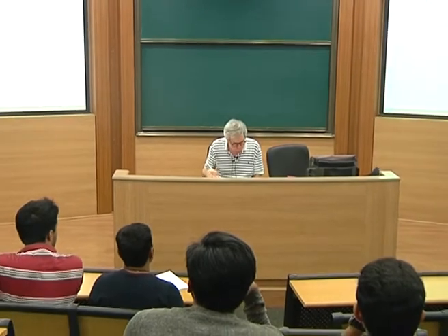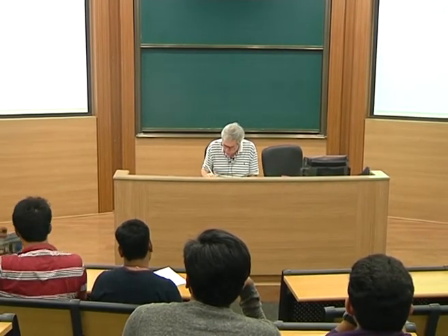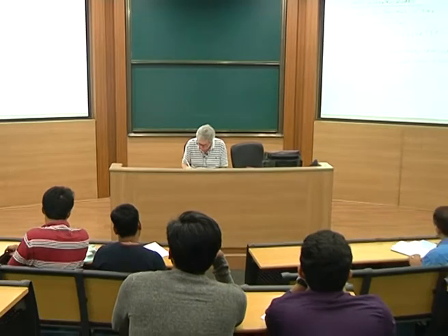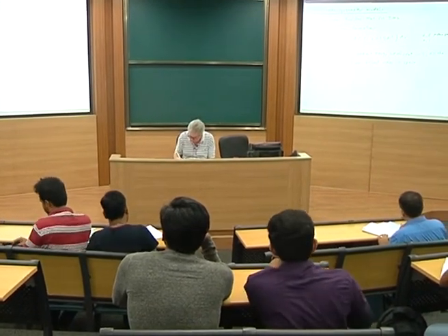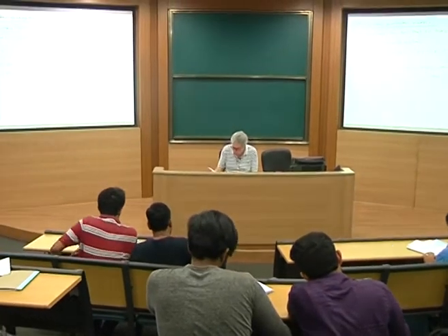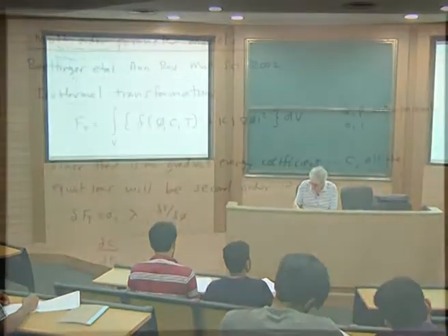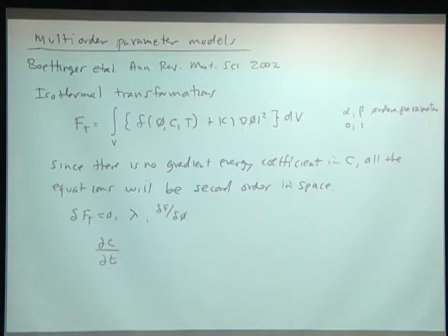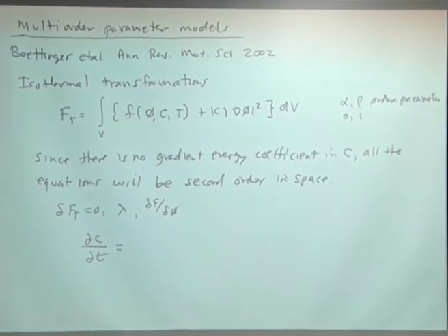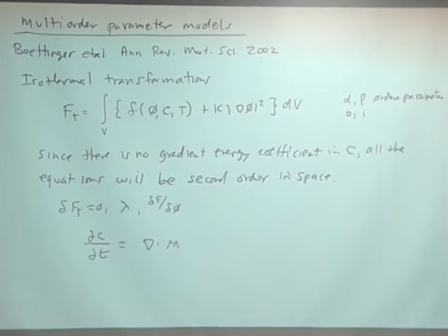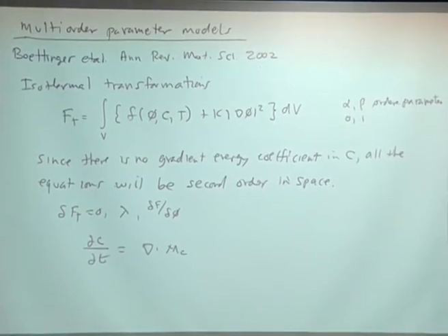Okay, and so we already know that if we look at the first variation of the energy and set that equal to 0, we're going to get two equations. We're going to get an equation for the generalized chemical potential, and we're also going to get an equation for what we're calling this. So we end up with two equations. The generalized chemical potential here is just the diffusion potential because we don't have any gradient energy coefficients.